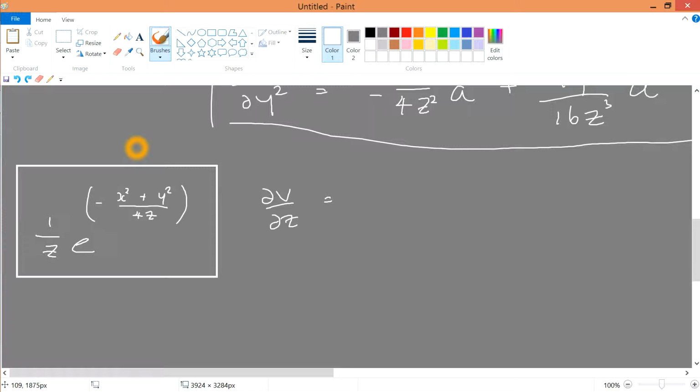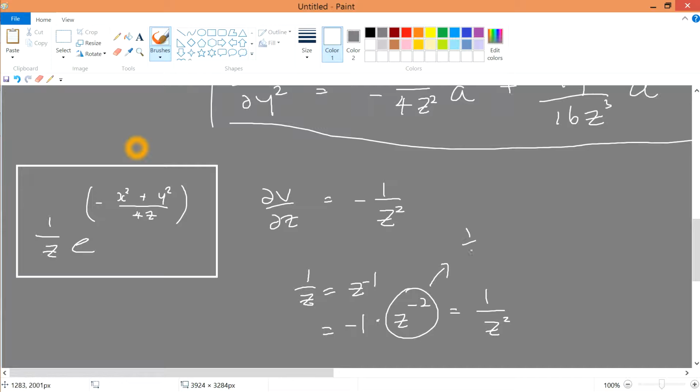So I keep this term, I differentiate this term, I keep this term. If I differentiate 1 over z, I have minus 1 over z squared. How do I do this? 1 over z is equal to z to the power of minus 1. If I differentiate, I have minus 1 times z to the power of minus 2, so it is equal to minus 1 over z squared. This z to the power of minus 2 is simply 1 over z squared. If you don't know what I'm talking about, just click back a few seconds ago and you can hear me repeat.